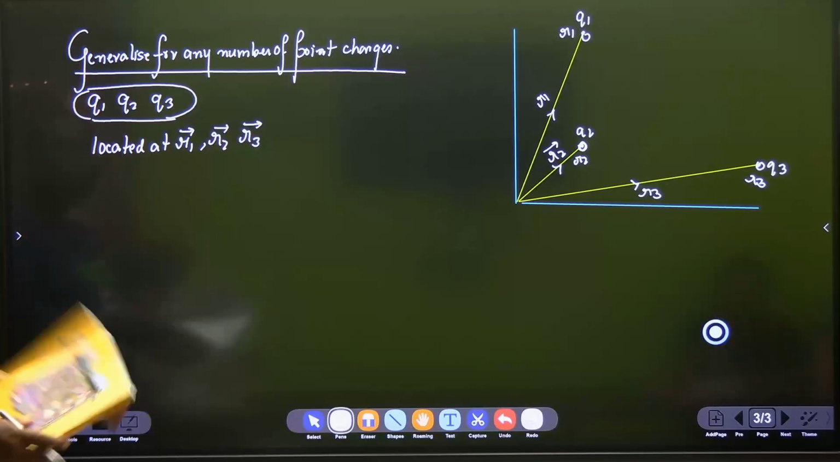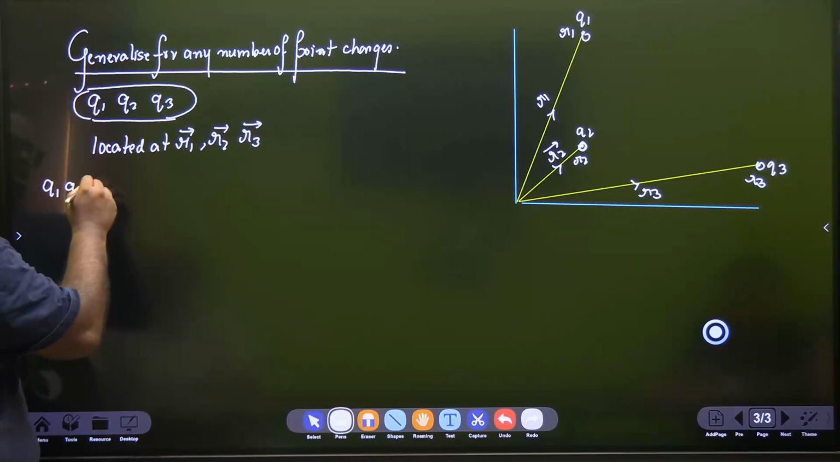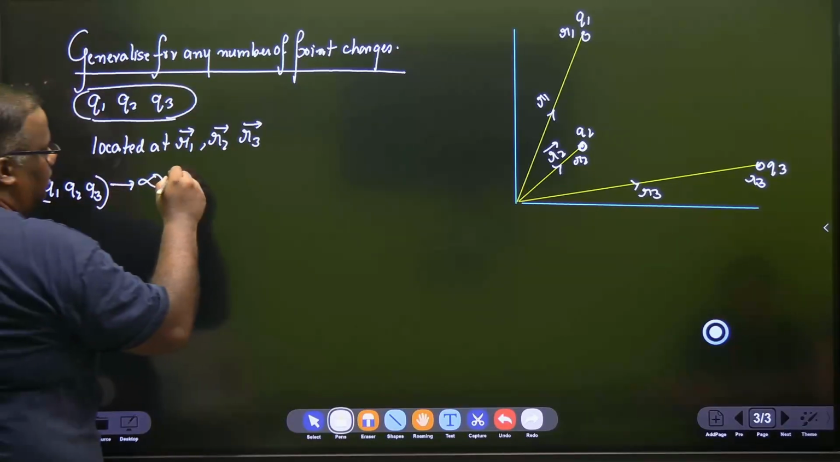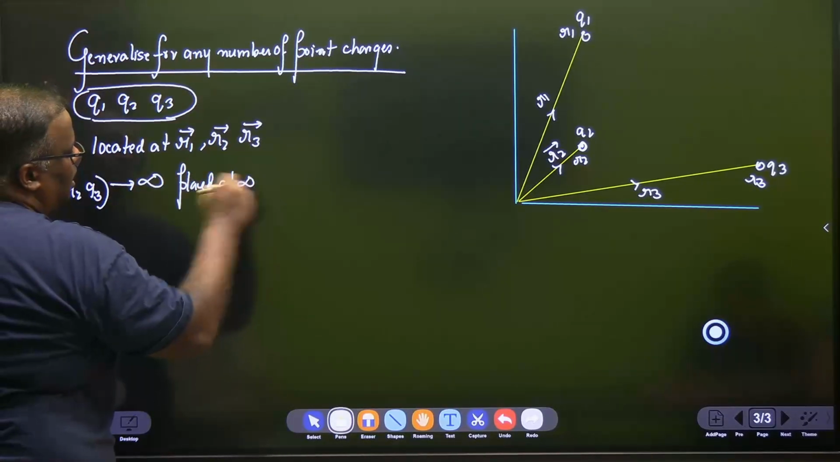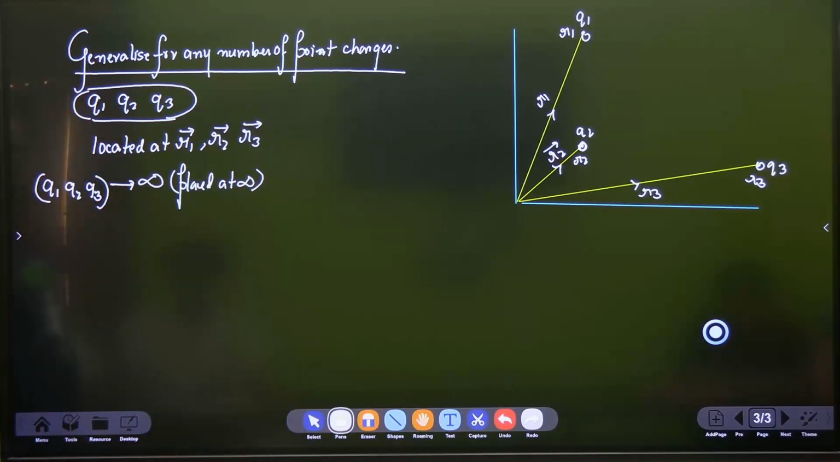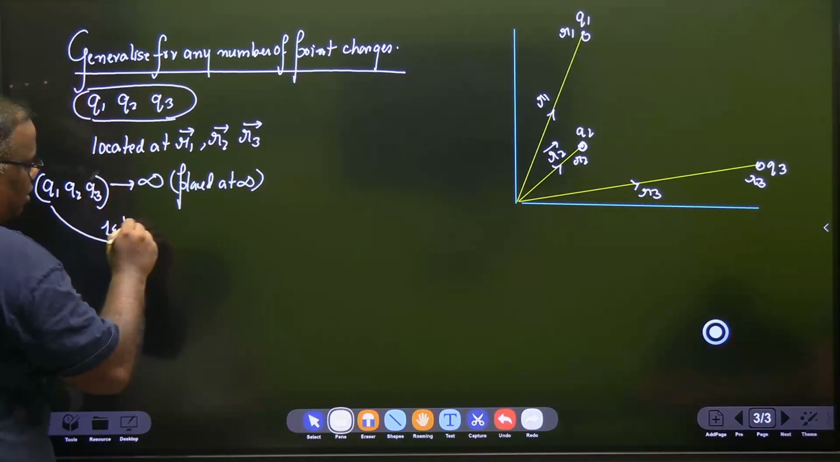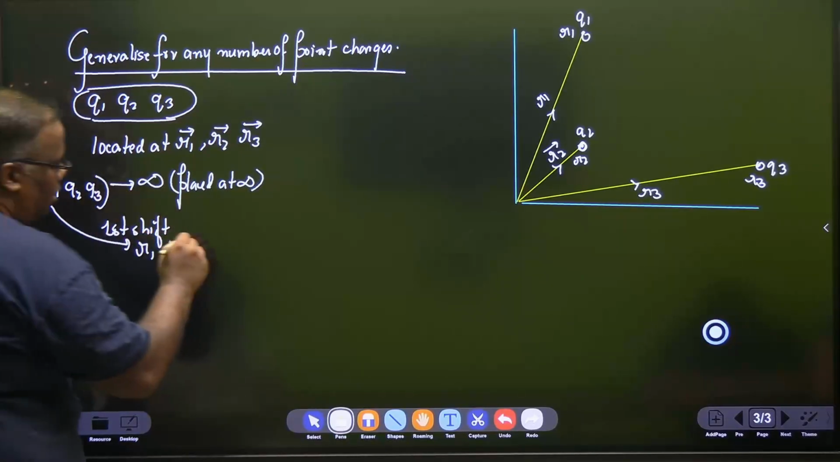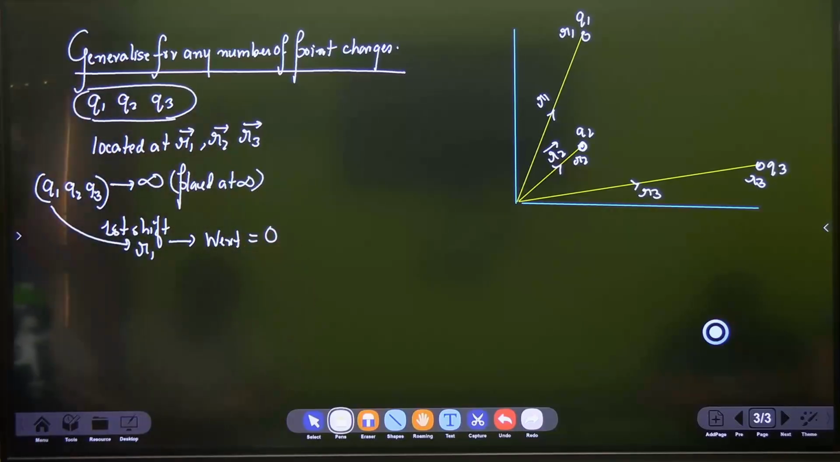So again, first Q1, Q2, Q3, all these will be at infinity. Placed at infinity. Whom will you bring first? Q1 first shift, and you're going to shift it to R1. What is the work done? 0. You can understand it on your own. The work done by you is 0.